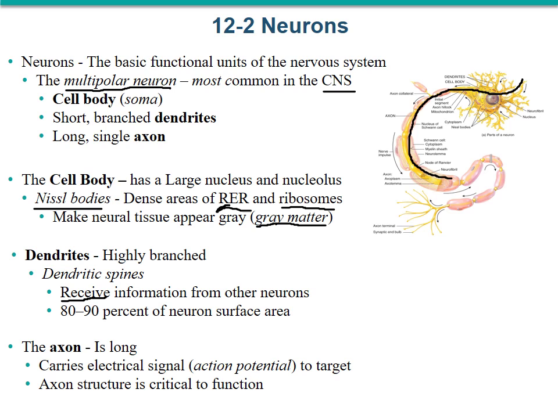The axon itself is a fairly long structure, and its job is to carry the electrical signal, or that action potential that we talked about, to whatever target structure is going to be controlled by that neuron. So for instance, if we wanted to contract a muscle, the target that action potential would go to would be the muscle structure. The axon is all about function. The structure of the axon will determine how it functions, and how fast it functions.